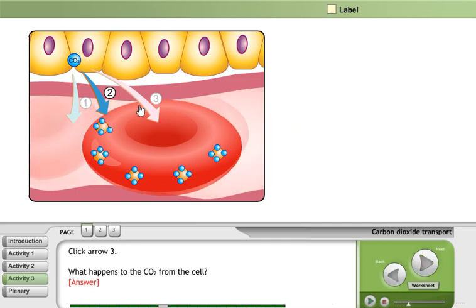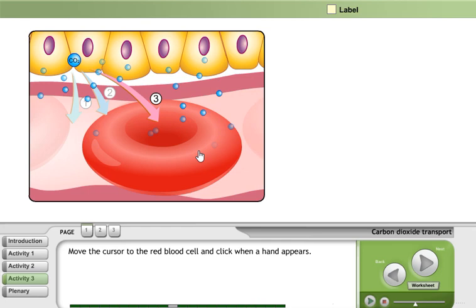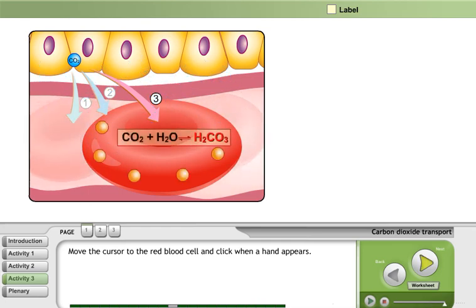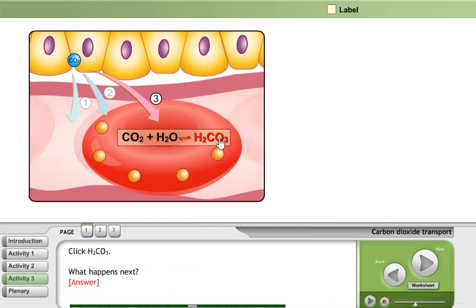Click arrow 3. What happens to the carbon dioxide from the cell? Answer: it diffuses into the red blood cell. Move the cursor to the red blood cell and click when a hand appears. What happens to the carbon dioxide in the red blood cell? Answer: carbon dioxide reacts with water to form carbonic acid. Click carbonic acid.